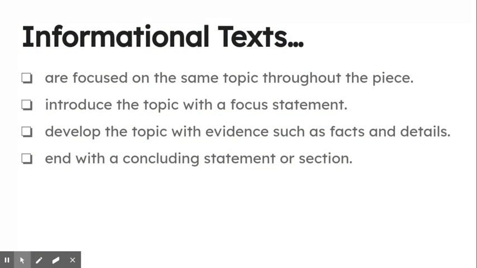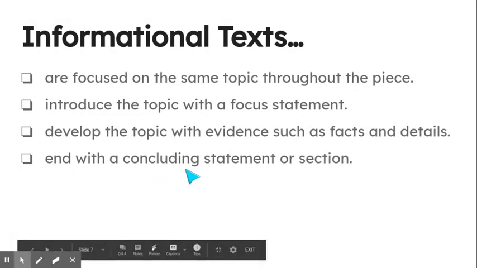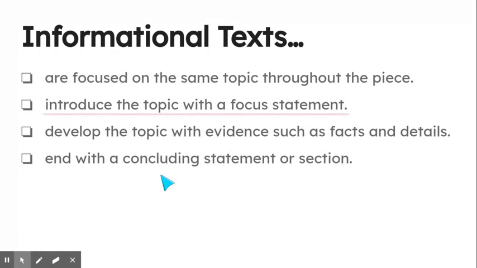Informational texts are focused on the same topic throughout the piece. That means we're not writing about lots of different things. We're just writing about one topic that we want to inform our readers of. Remember, the purpose of an informational text is to inform or to teach others about a topic. We introduce the topic with a focus statement. We develop the topic with evidence, such as facts and details, and we end with a concluding statement or section.